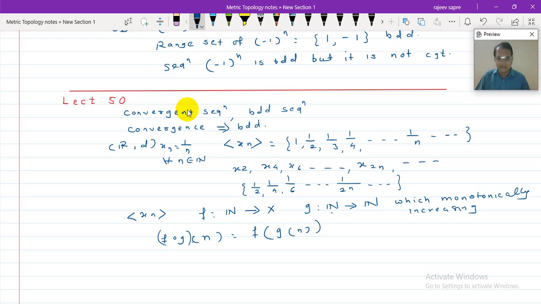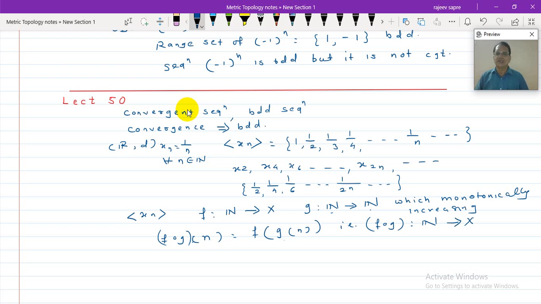Now g is a function from N to N. So this is legal. This is an element of N, and on that I can operate f, because f is a function from N to X. So this f circle g from N to N is okay, f of g(n), right? That is, we can say f circle g is a function from the set of natural numbers to X.